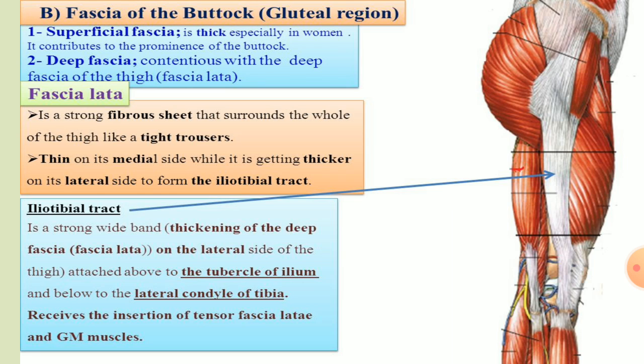Fascia lata is a strong fibrous sheet that surrounds the whole of the thigh like tight trousers, thin on its medial side while getting thicker on its lateral aspect to form the iliotibial tract. The iliotibial tract is demarcated in this image. It is a strong white band thickening of the deep fascia, the fascia lata, on the lateral side of the thigh. Above, it is attached to the tubercle of the ilium and below to the lateral condyle of the tibia. It receives the insertion of tensor fascia lata and the gluteal muscles.